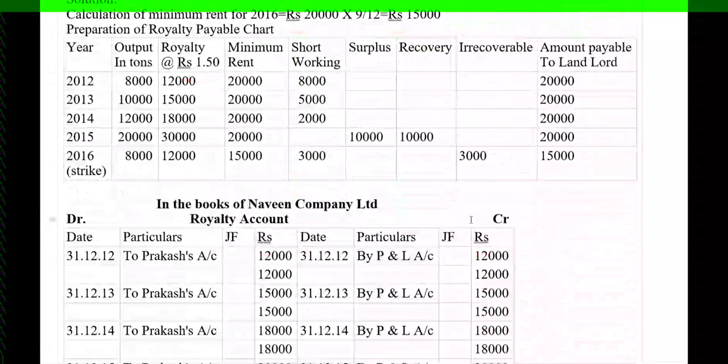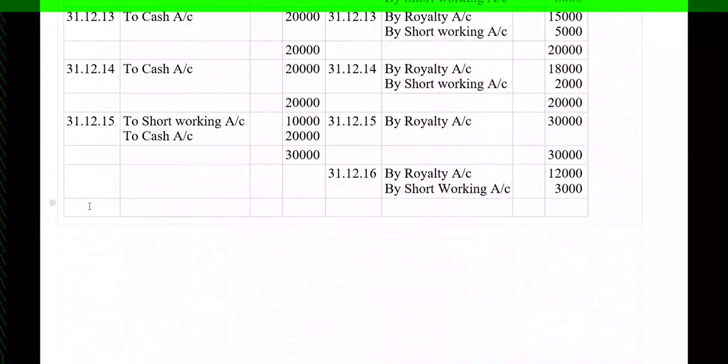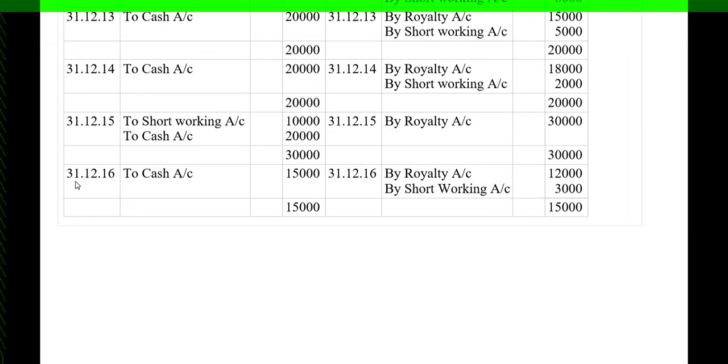There is a recovery that will not come here. So when it is paid here on 31st 12 16, it is to cash account. To cash account. So rupees 15,000. So here now let me take the total here, 15,000. Here also 15,000. Then the next one comes here.